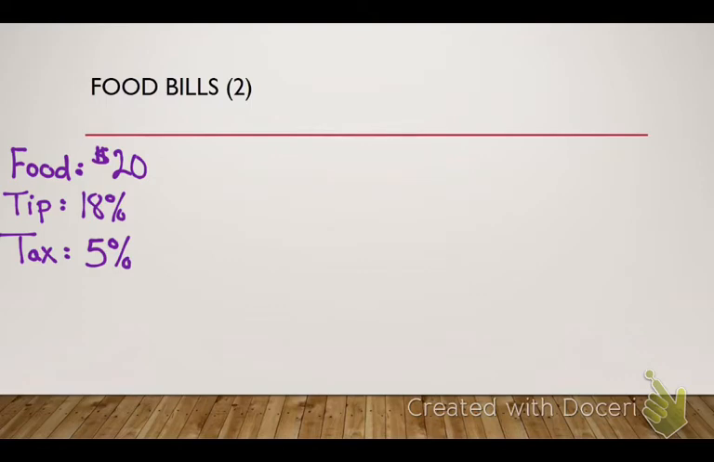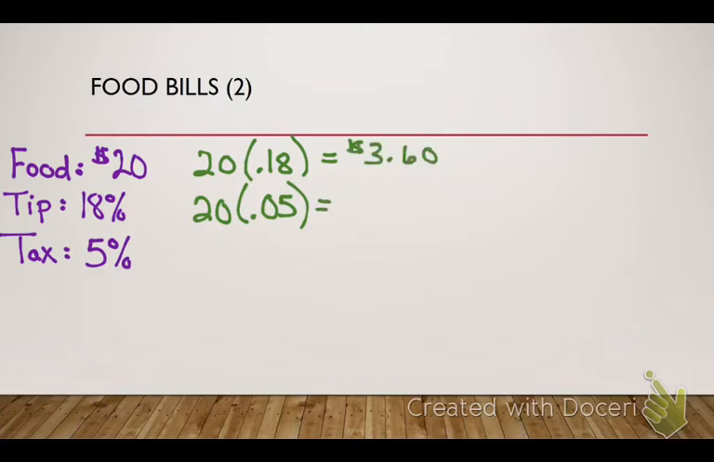So two ways we can do this. The first way is we take the food amount and we multiply it by our tip and our tax. We have to figure out how much is my tip, how much is my tax. So what's 20 times 0.18? $3.60. What's 20 times 0.05? $1 even. So 20 plus $3.60 plus $1 gives me $24.60.